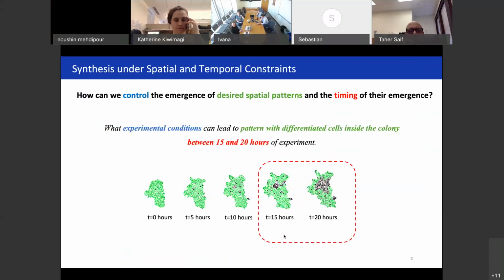So for instance, for the stem cells, we start with a population of pluripotent stem cells, and by making some changes in the experiment, we start the differentiation. What changes do we need to apply to the system, or what experimental conditions do we need to satisfy in order to get some specific pattern, and also at a specific time?